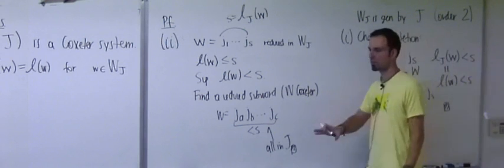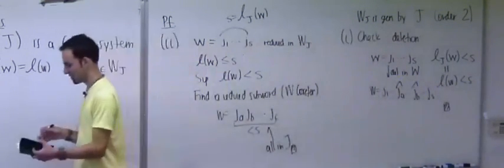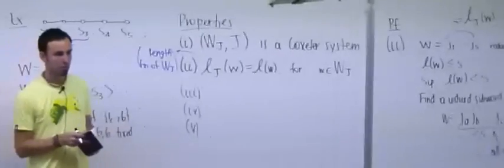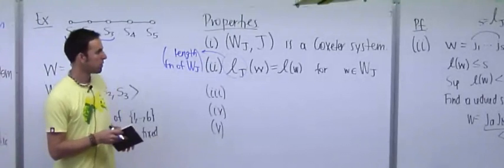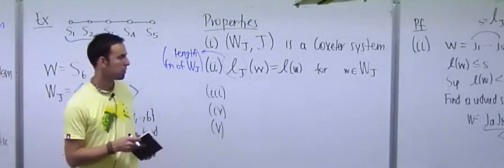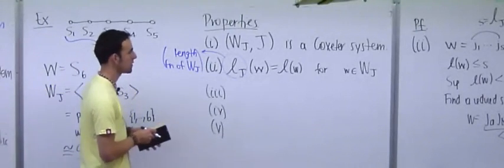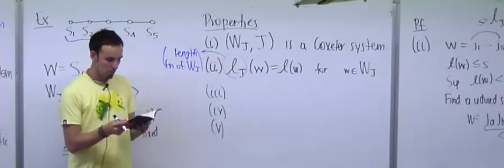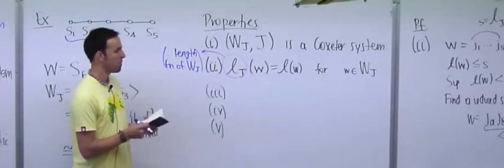So these things just come for free. There's really nothing to prove about these two statements. These are exactly the subgroups that have this property. So these are two properties about individual parabolic subgroups.